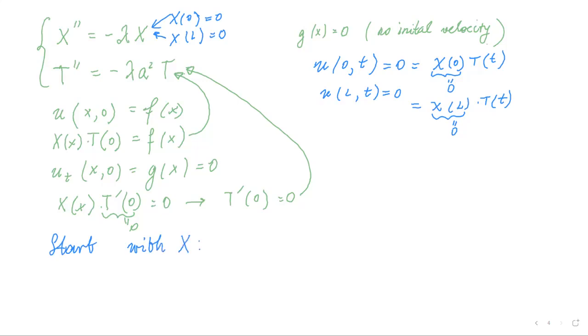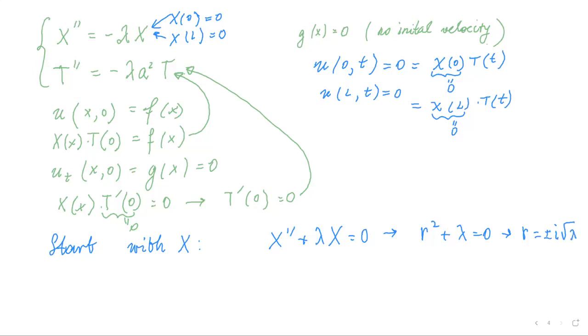So what do we have for x? X second derivative plus lambda x equals 0. We just kind of learned how to deal with this, right? We know that the solution is going to be what? Well, remember r squared plus lambda equals 0, from where r equals plus minus i square root of lambda.